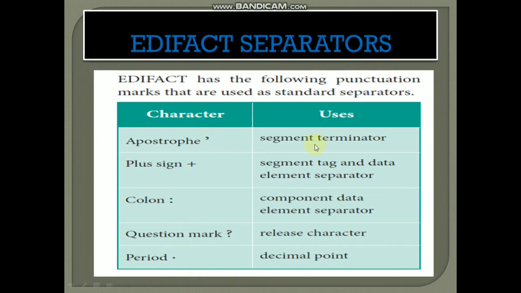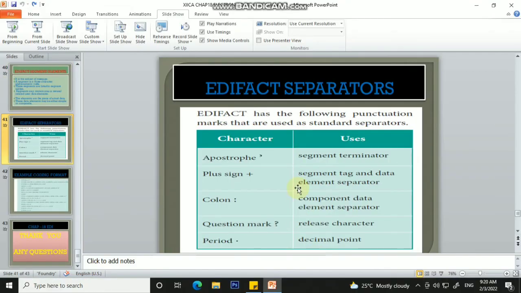Apostrophe is used for segment terminator, plus sign is used for segment tag and data element separator, colon is used for component data element separator, question mark is used to release a character, and period is used for decimal point. This is a very important 5 mark question. Go through it. Each and every unit is important: EDIFACT, interchange, message, segment, element, structures, subsets, and directories. So here your lesson number 18 ends. Thank you, children.